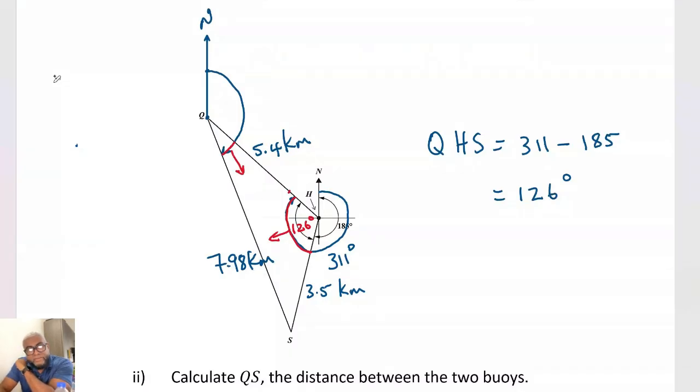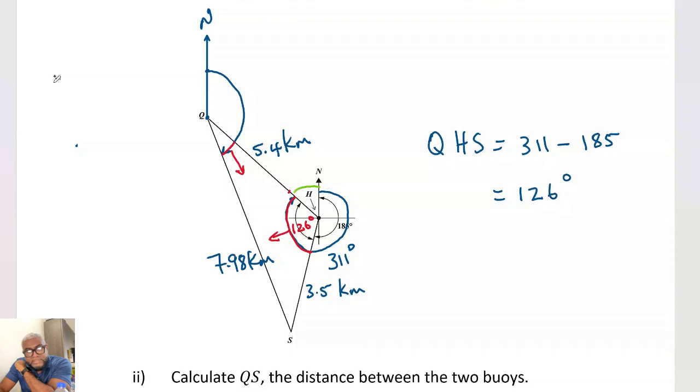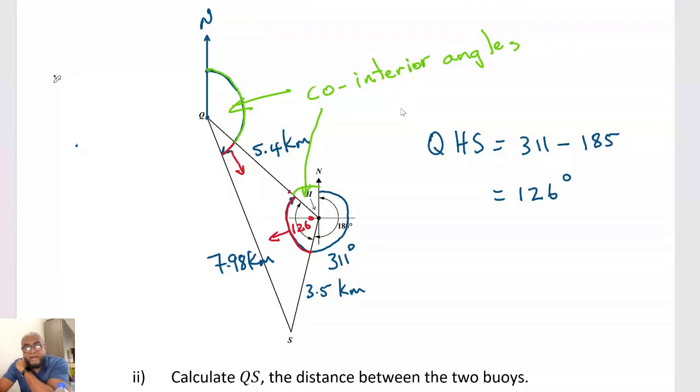So let me show you what I'm talking about here, right? We need to find this angle here. I'm going to put it in a different color. Try to color coordinate so I don't get too confused. So you see this green angle here? And you see this green part of the bearing. Those two angles add up to how many degrees? 180. And remember what we call them? Co-interior. Co-interior angles add up to 180 degrees. Everybody good there so far?